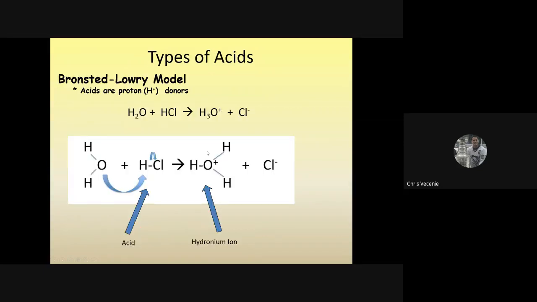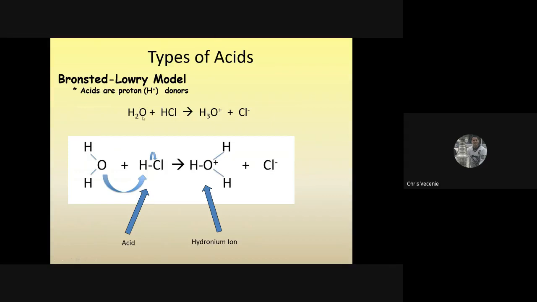Well, what they found out is there were substances that didn't necessarily create the H3O plus, but still had all the other characteristics of acids. So another set of scientists came along, Bronsted and Lowry. I can't remember if that's a surname or two different people. They said an acid is simply a proton donor. It's an H plus giver.